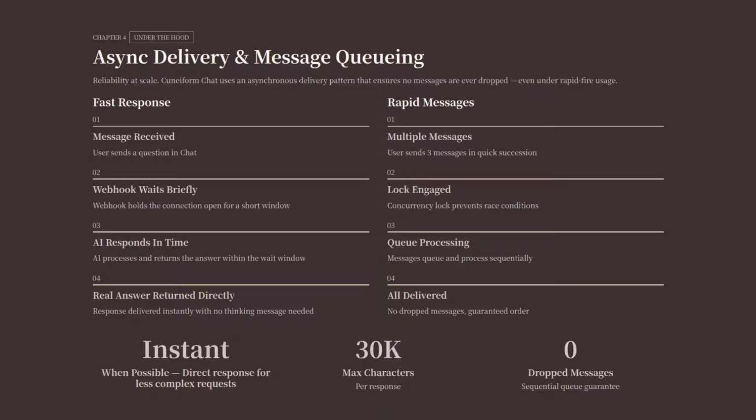If a user sends multiple messages rapidly, we queue them and process sequentially. No dropped messages, no race conditions. Google Chat supports up to 30,000 characters per response, so even detailed answers fit comfortably.